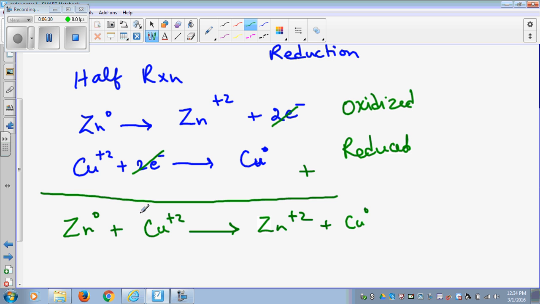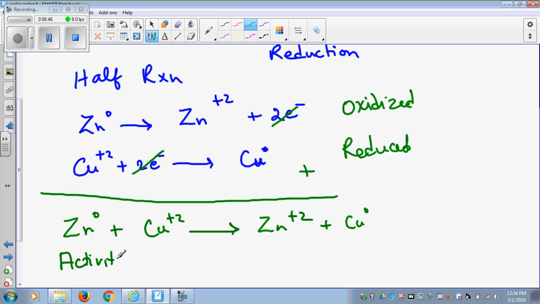Because copper is more electronegative, copper is going to take those 2 electrons easily from zinc. So we need to see this reaction in terms of the activity series.